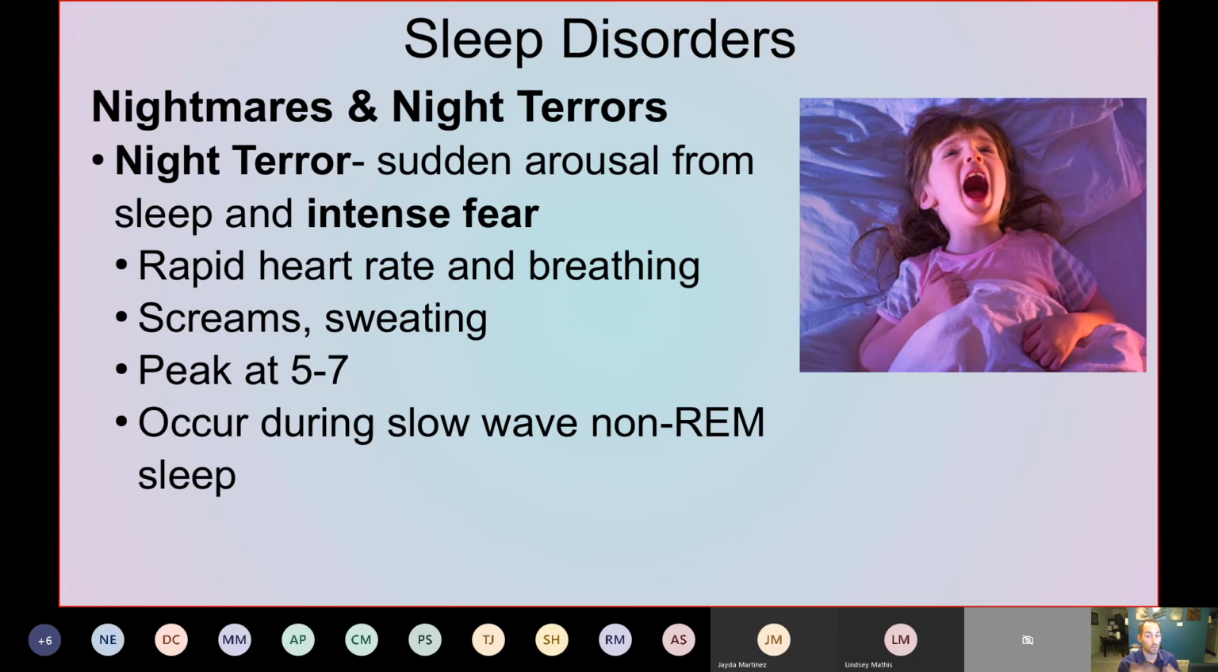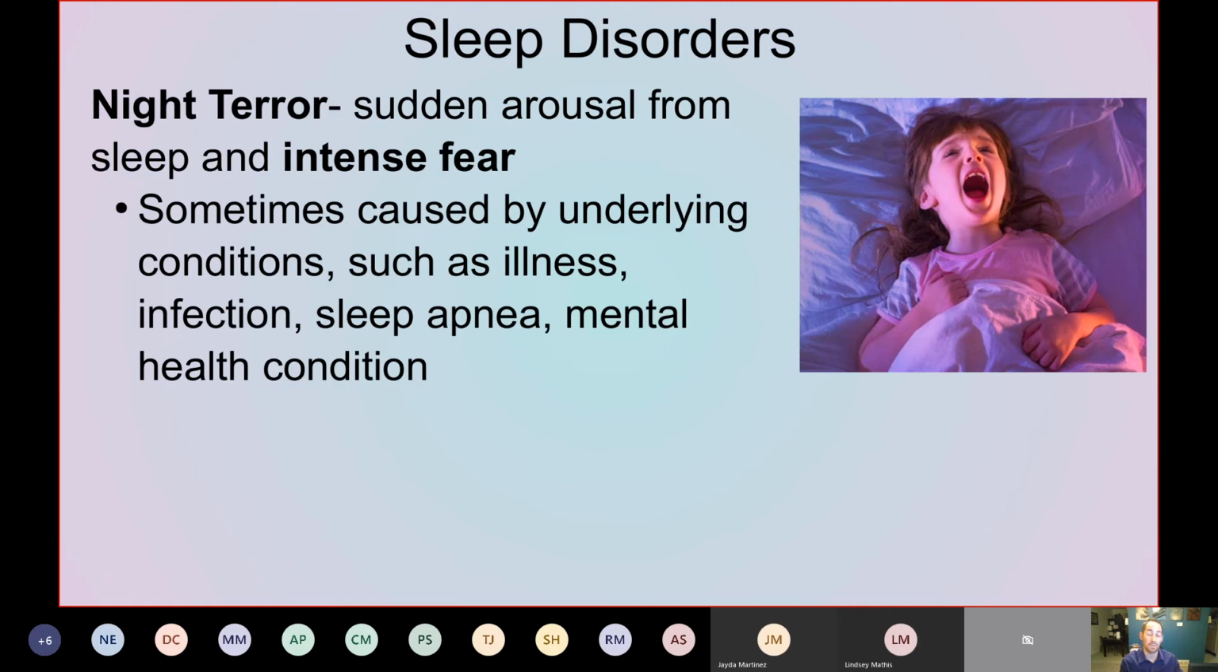It seems to be just totally random, that there's sudden triggers neurologically that make you wake up in a really stressed state, a really fearful state. So it can be caused by underlying conditions. So whether it's a physical or mental condition, so illness, infection, sleep apnea can also cause night terrors, and mental health conditions can also cause night terrors.